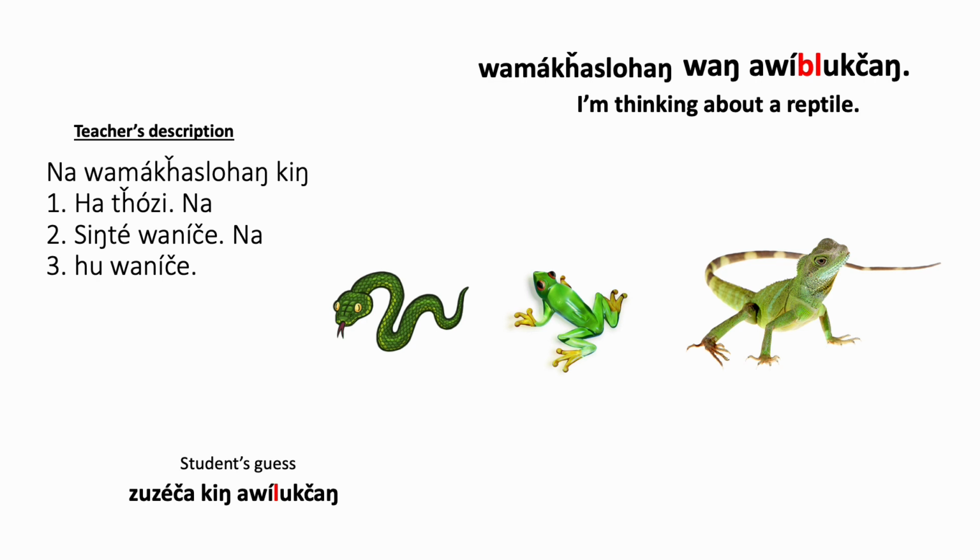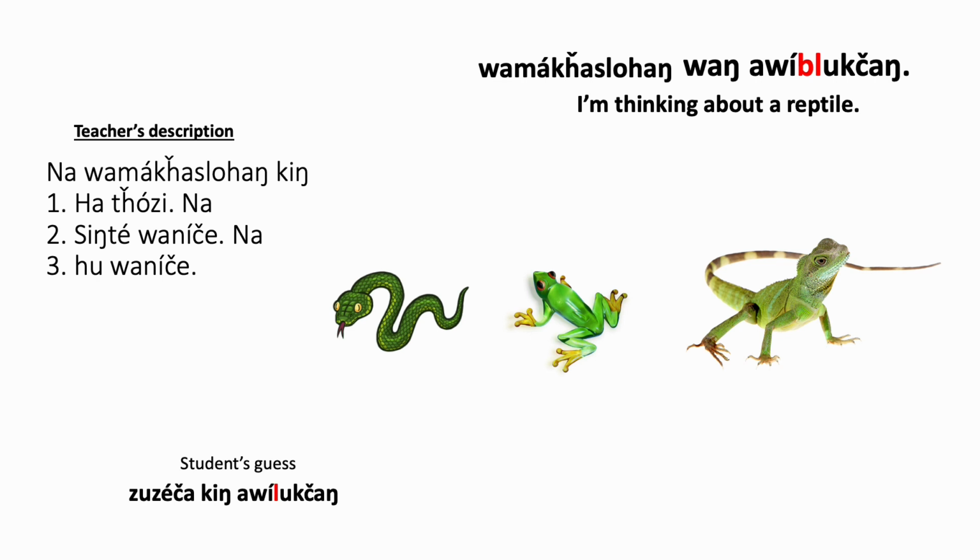Wamakasloha. So wamakasloha just means things that crawl, like slither or crawl on the ground. I'm thinking about a reptile. So then you can start to describe it. So now wamakaslohana. Ha trozi, it has green skin. So they all have green skin. Remember, ha, skin or hide. Ha trozi. Na sinte waniche.